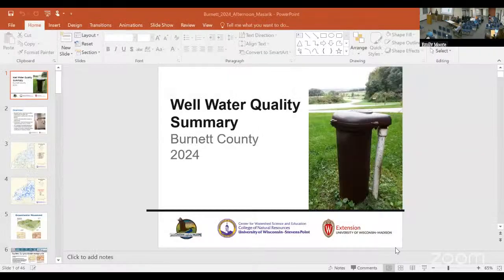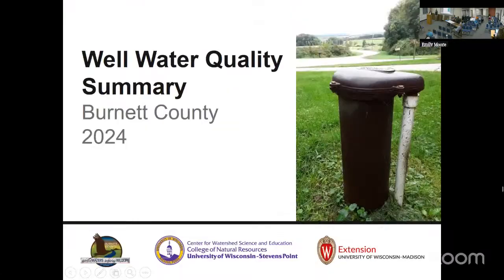So while Emily's getting my presentation up, I'll just do a quick introduction. My name's Kevin Masarek. I'm the director of the Center for Watershed Science and Education. Our center is a partnership between UW-Madison Division of Extension and the College of Natural Resources at UW-Stevens Point. Our center does a lot of work with private well owners, communities statewide, doing large scale well water testing projects. And the real benefit is twofold.